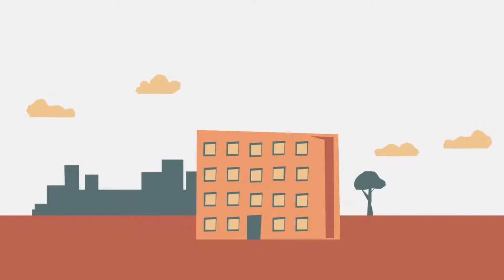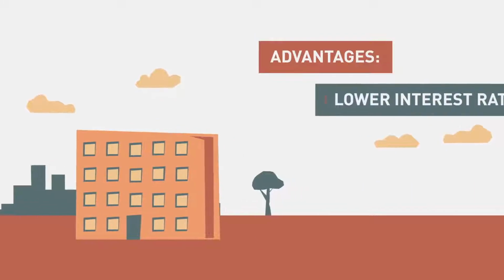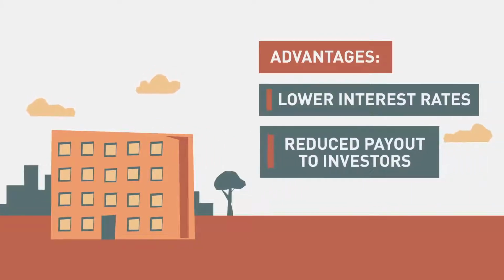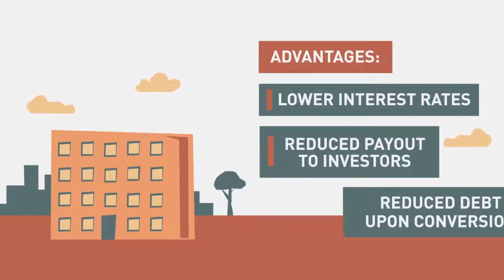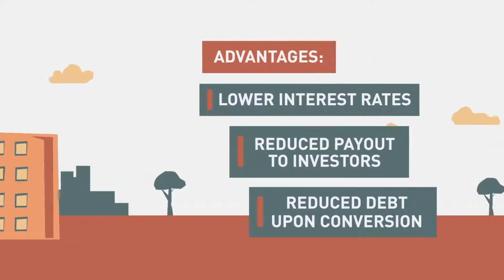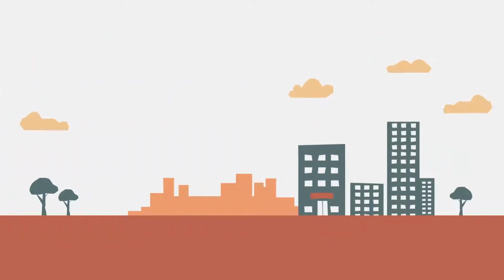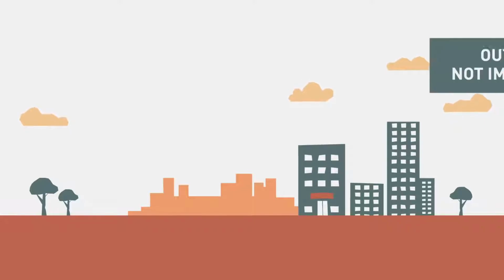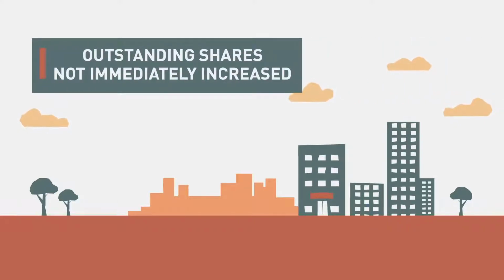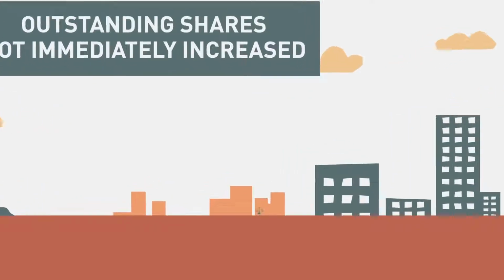Corporations may enjoy some advantages by issuing convertible bonds. As mentioned before, these bonds typically have lower interest rates, reducing the amount issuers must pay out to investors. Also, when bonds are converted to common stock, the issuer no longer has to make fixed interest payments, which ultimately reduces its debt. Another advantage to issuing convertible bonds as opposed to common stock is that doing so does not instantly increase the issuer's number of outstanding shares, which would otherwise reduce earnings per share.